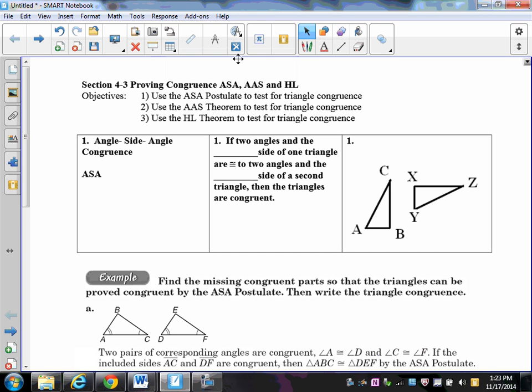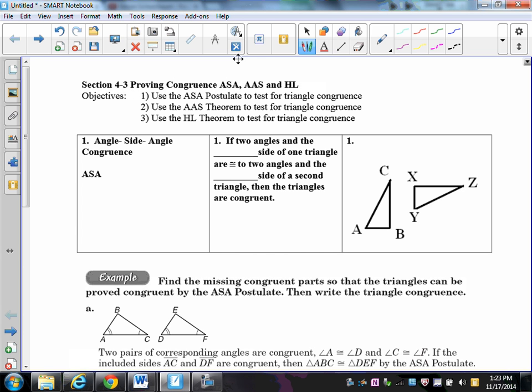These are the notes for section 4.3, proving congruence ASA, AAS, and HL. Our objectives are to use the ASA postulate, the AAS theorem, and the HL theorem to test for triangle congruence. First, we'll start off with ASA.